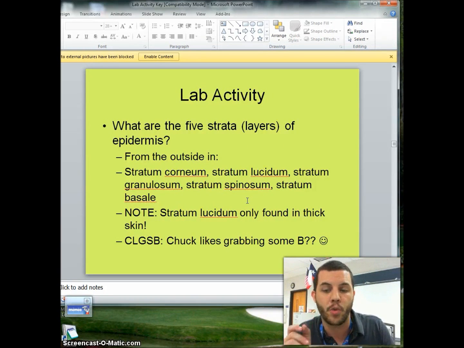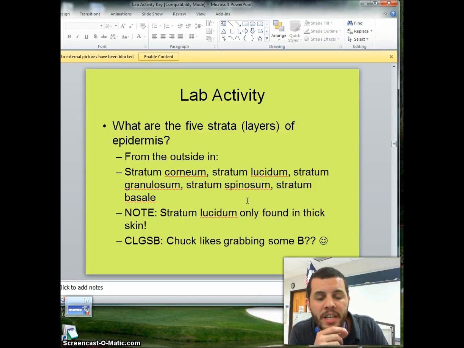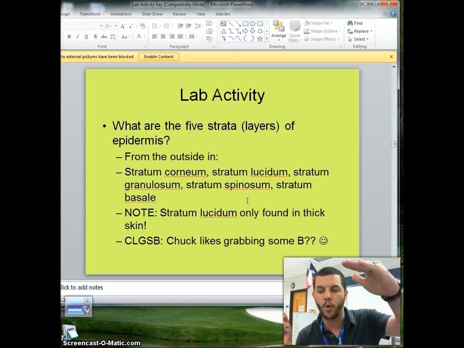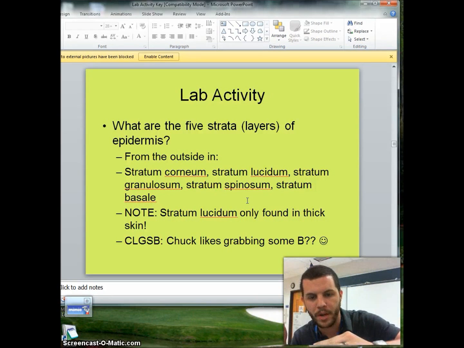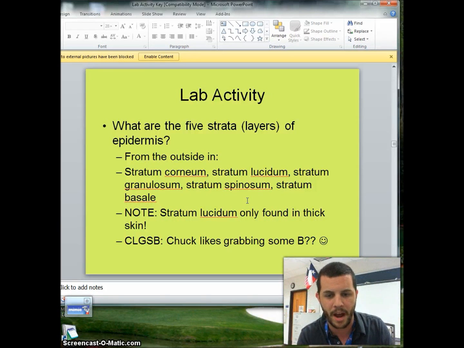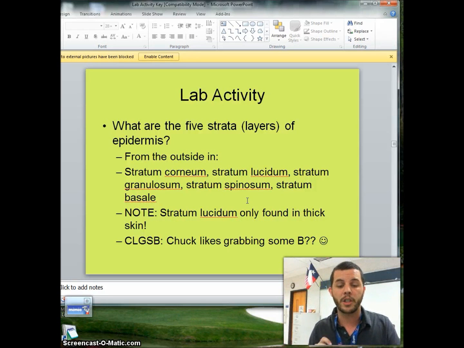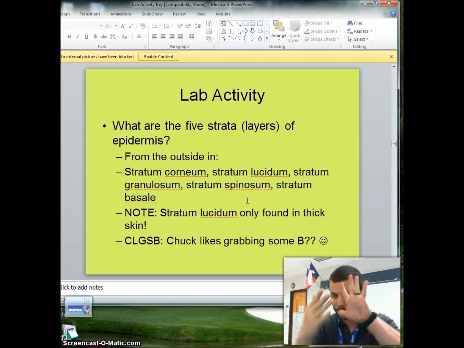The five strata of the epidermis, these are the five layers basically of your epidermis. From the outside in, you have the stratum corneum. On the outermost portion is the stratum corneum. Then you've got the stratum lucidum, the stratum granulosum, the stratum spinosum, and the stratum basale at the very bottom. That's the base, so the base is at the very bottom. Now, a special note: the stratum lucidum is only found in thick skin. Your thick skin is going to be found on the palms of your hands and on the soles of your feet. That's where you find thick skin.